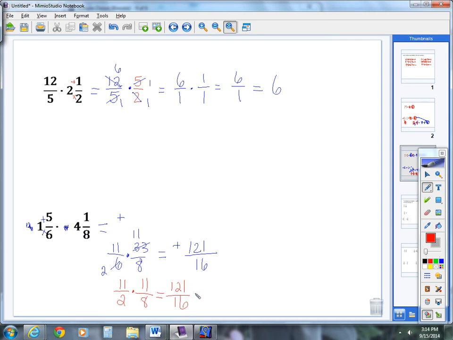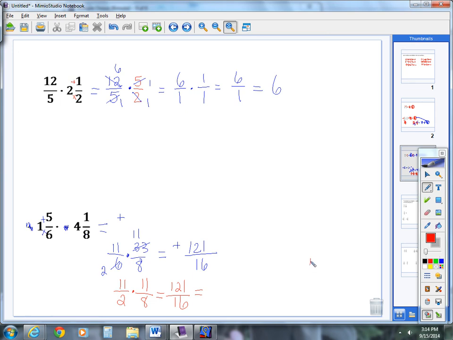I want you to take a minute and see if you notice anything that goes into both 121 and 16. Okay, hopefully you realize, if you're not really sure and you're like, goodness, I have no idea how to reduce that, especially without a calculator.